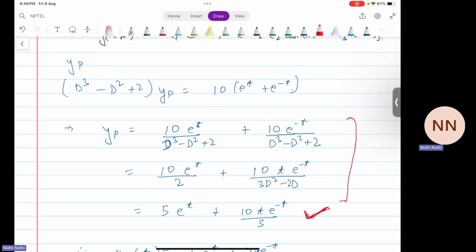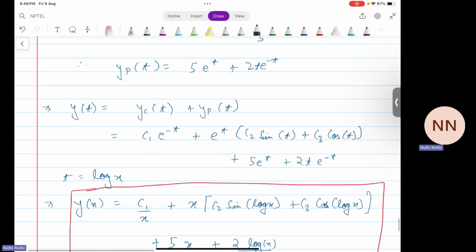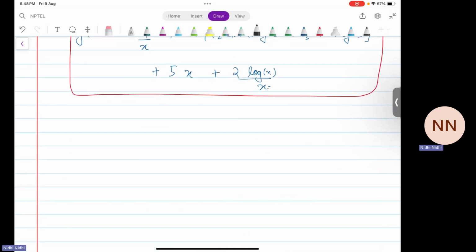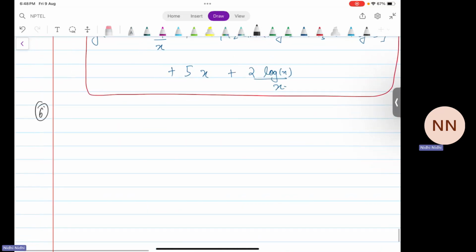Okay, let's move to the next question. Solve (x + a)² y'' − 4(x + a) y' + 6y = x.